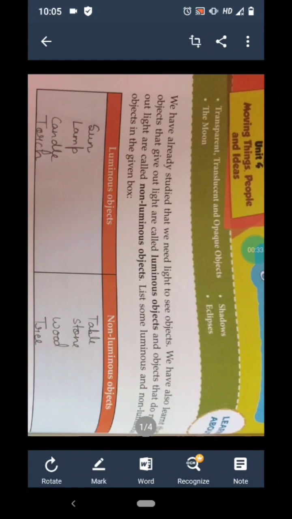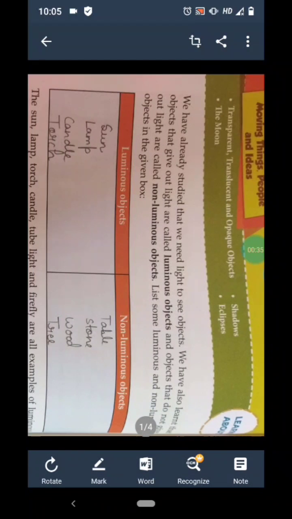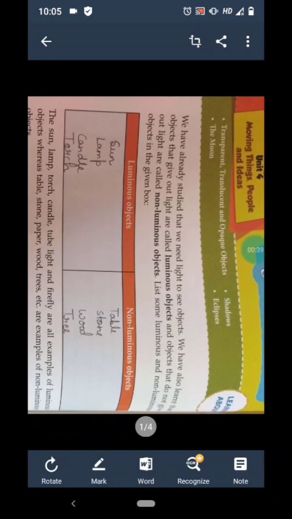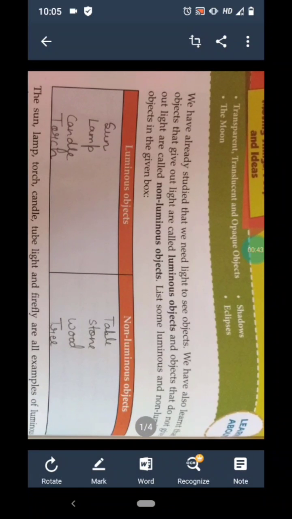So, students, the first thing is, as we have already heard about luminous and non-luminous objects. Luminous objects are the objects that give out light, whereas the objects that do not give out light are known as non-luminous objects. And in your book there is a table in which you have to write the names of some luminous objects and some non-luminous objects.